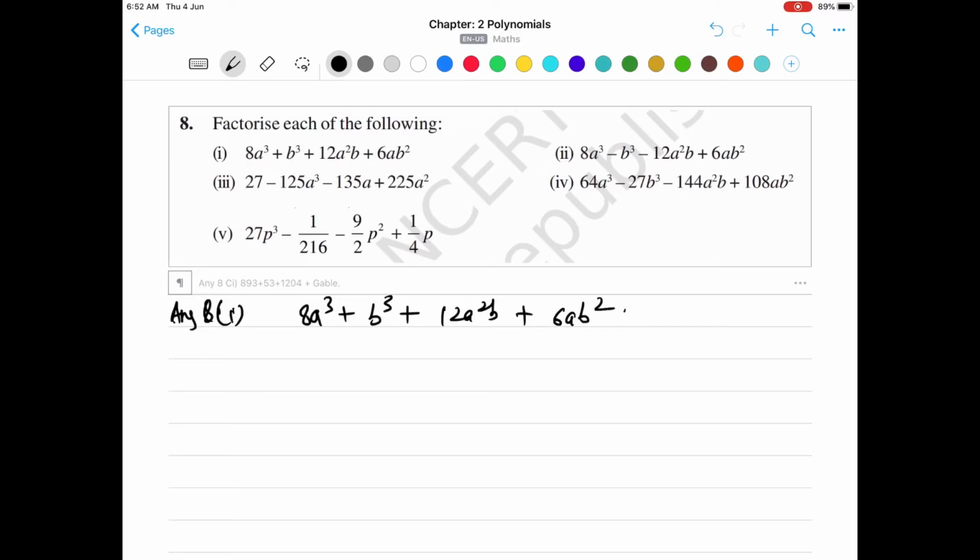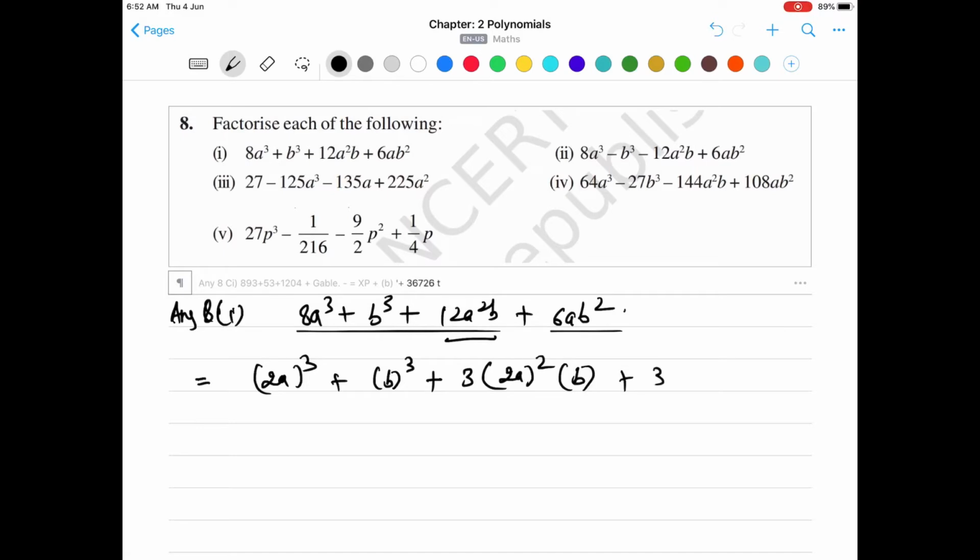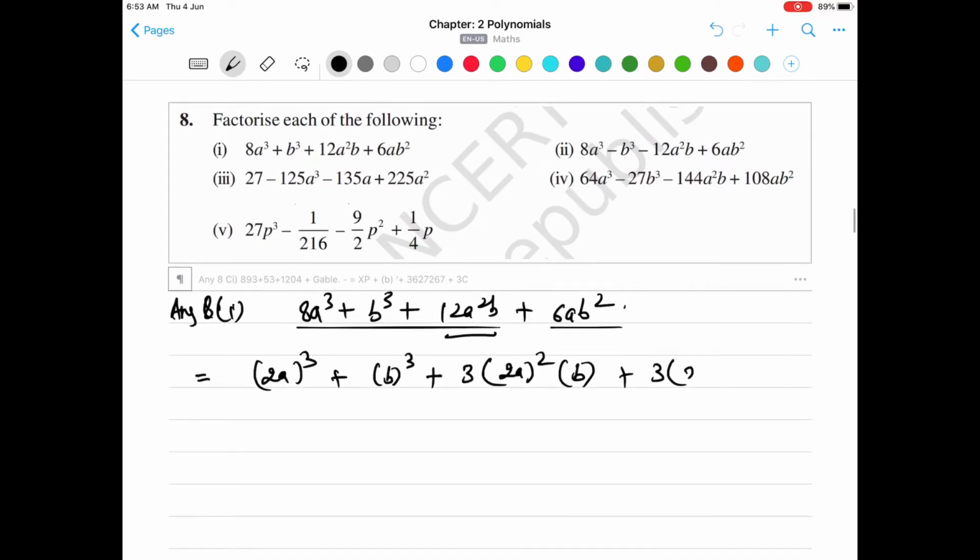Now if you look closer, you can find out that this is in the form of x cube plus y cube plus 3x square y and 3x y square. So we can write this as 8a cube can be written as 2a whole cube, b cube can be written as b whole cube, and plus we have to write this as 3 into a square b. Here a is 2a square and b is b, then 3 into, sorry, not x, 2a into b square.